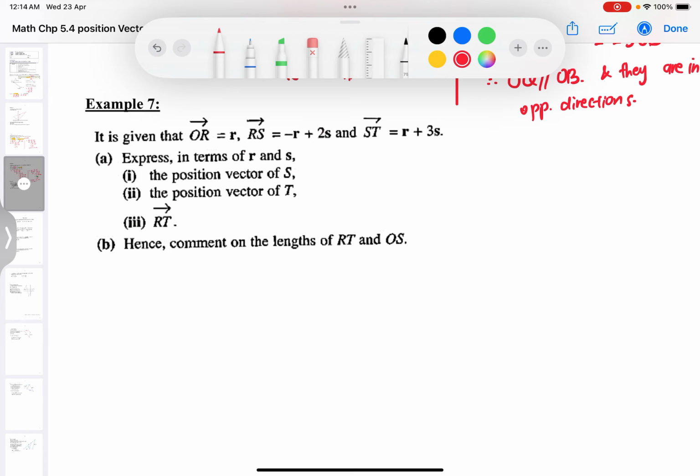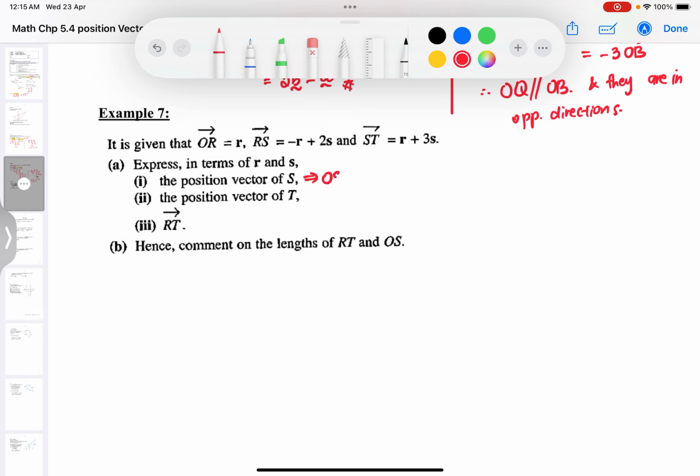Okay, so that means I want to find OS, right? Which of these given equations will be useful to me in order for me to find OS? You have OR and you have RS, you have these two equations. So this is probably the one that is more useful to you. Given RS to be negative r plus 2s and OR to be r.